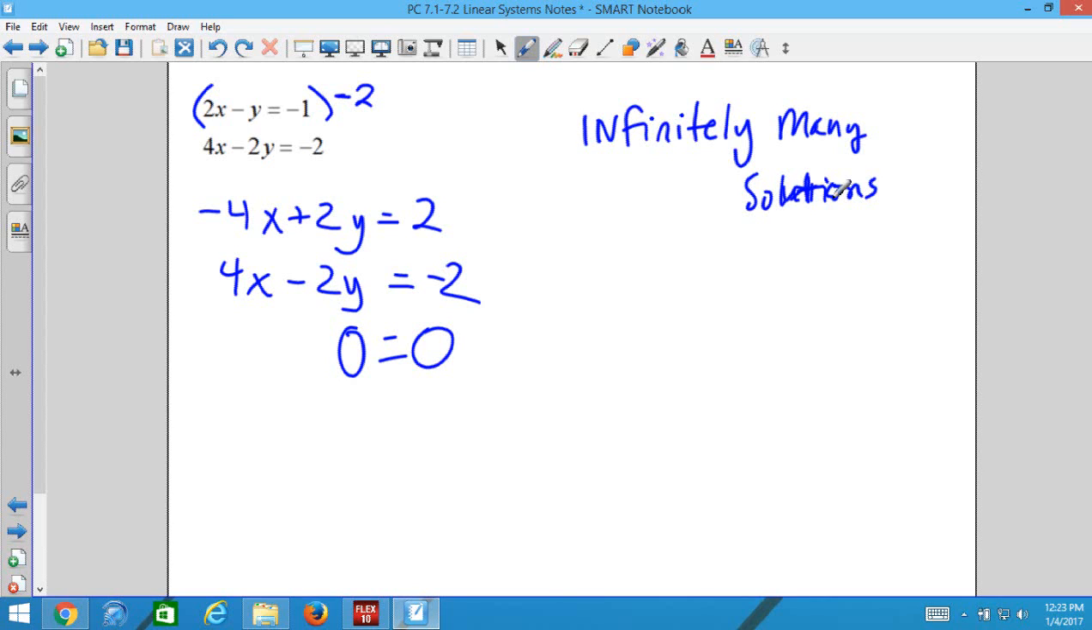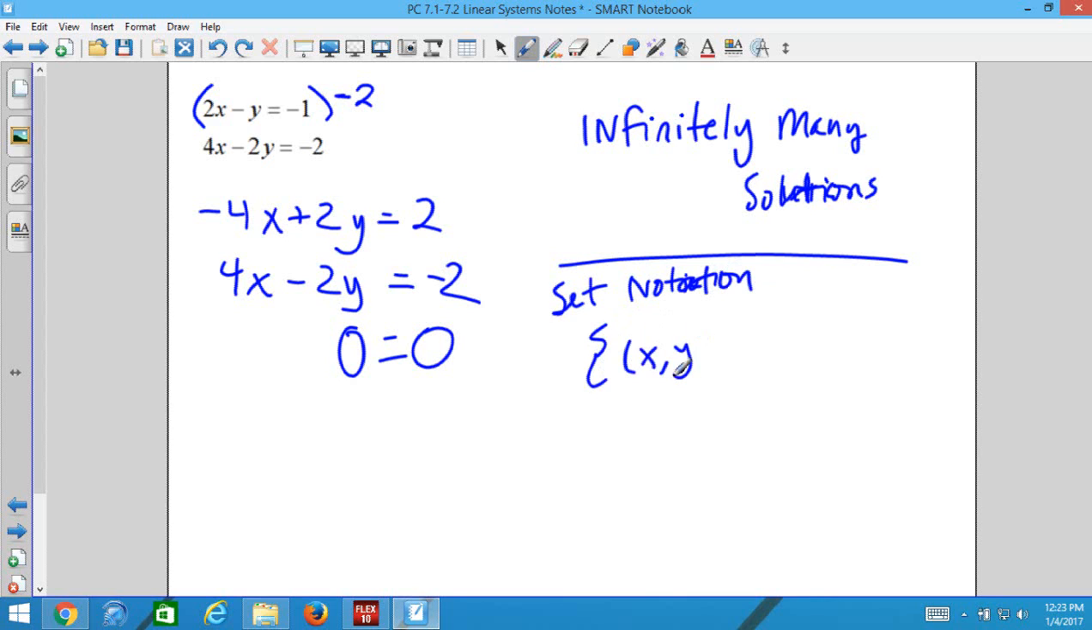This is not the answer. This is probably as far as you ever got in a previous course. This is not the answer, though. The answer is, what line is it? So we can write it in set notation. That's what's written on your paper. Set notation has the fancy brackets that says all the ordered pairs on the line y equals, and we have to figure out what that line is. Set notation is saying for all x, y's, for all ordered pairs that are on this particular line, we have to figure out that line.